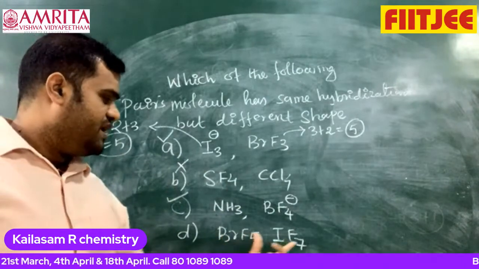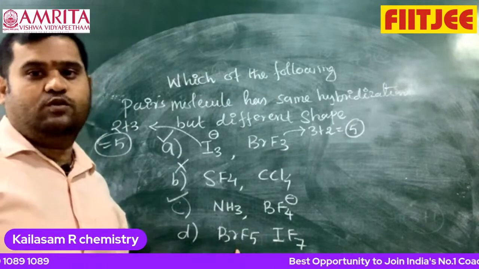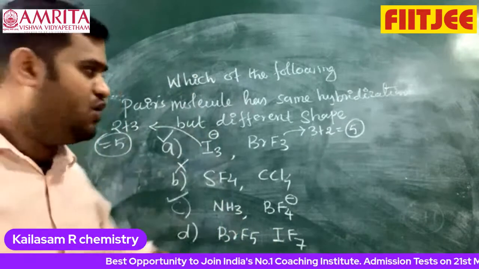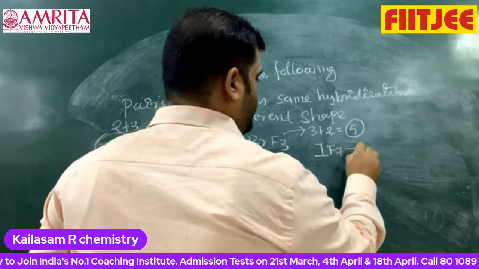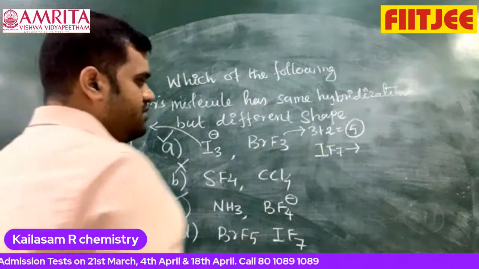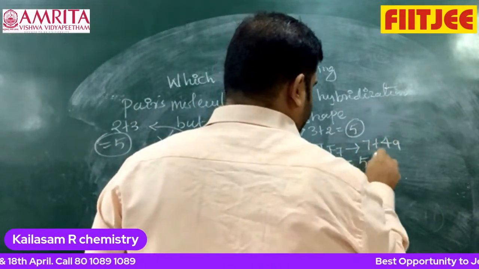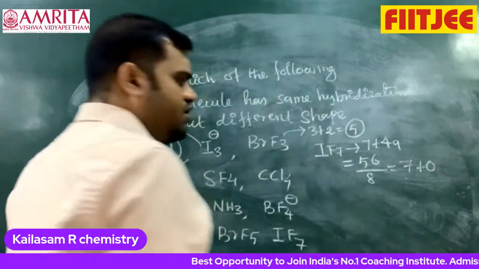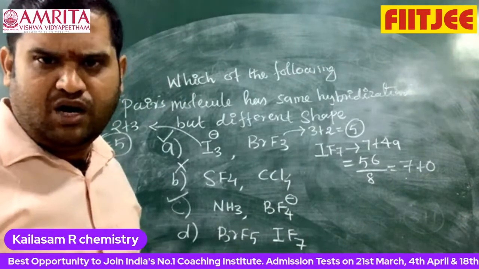And look at this, BrF5 and IF7. BrF5 is sp3d2, it's square pyramidal. And IF7 is sp3d3. How? Look at this. IF7, the central atom is iodine. What is the valence electron of iodine? 7. 7 plus 49 is 56. 56 by 8 is 7 plus 0, and 7 means pentagonal bipyramidal, hybridization sp3d3. How? Look at that.